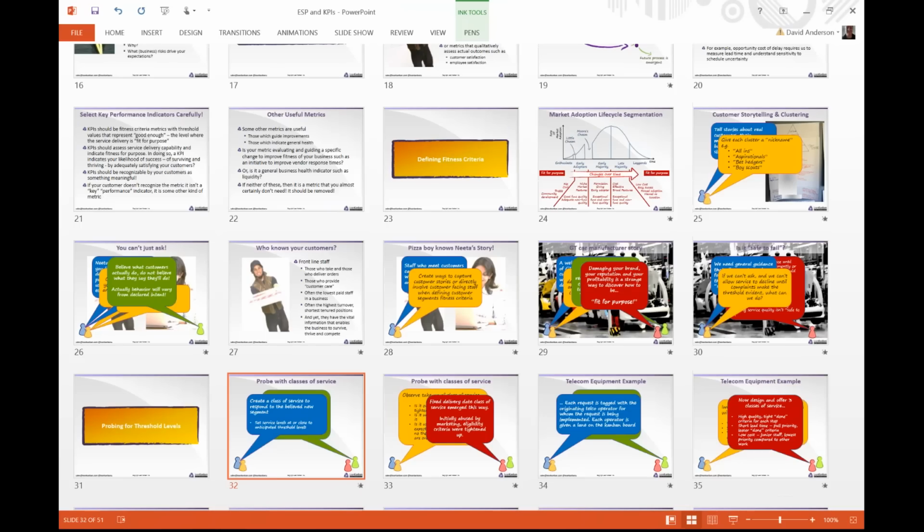Create a class of service that responds to the believed new segment. Set the service levels at or close to the anticipated threshold level.